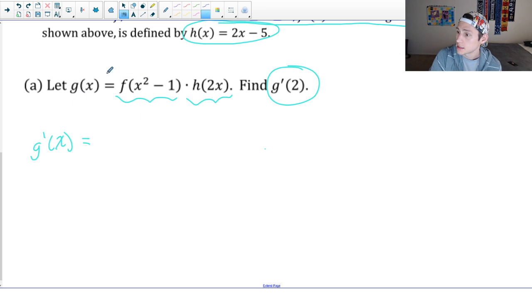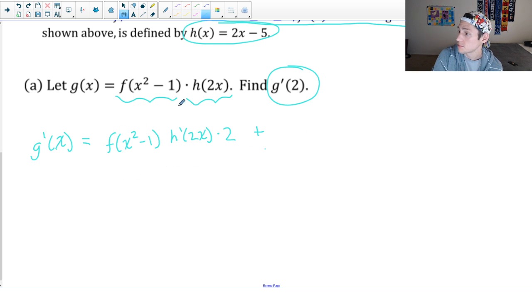All right, so I want to take the derivative of g, so that's made up of the product of two functions. So if I'm taking the derivative of a product, product rule: first times derivative of second plus second times derivative of first. Gosh, that's a surprise. So the first function is just f of x squared minus 1. Derivative of the second, so the derivative of h would be h prime. But chain rule, because there's two x's inside that, so h prime of 2x, and then times the derivative, so times 2.